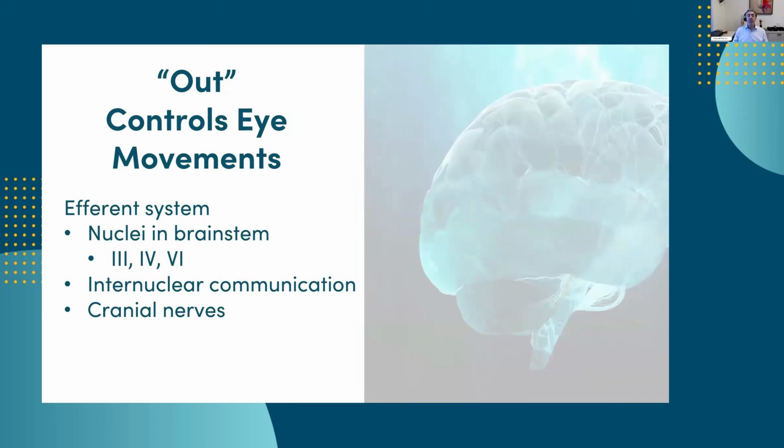Now, let's talk briefly about the efferent system, the system that controls your eye movements. We do not give eye movements a second thought. They happen naturally, but it represents a very, very complex process. If you think about it briefly, when you look to your right, when you move your eyeballs to the right, your right eye is moving out, but your left eye is moving in.